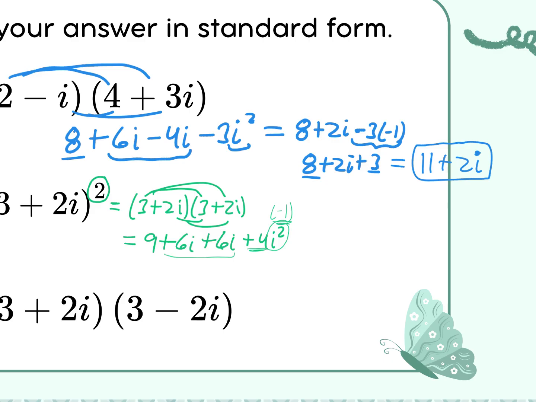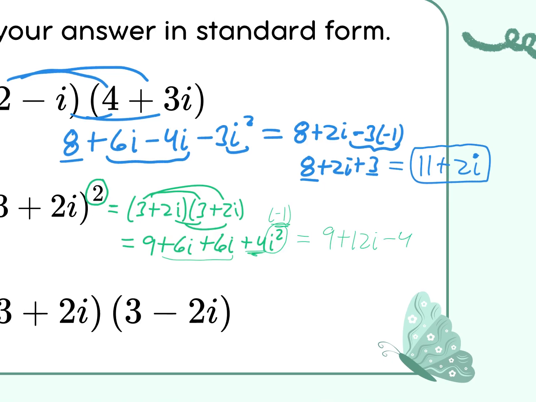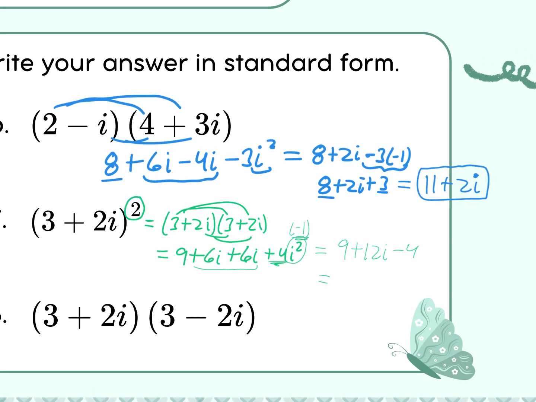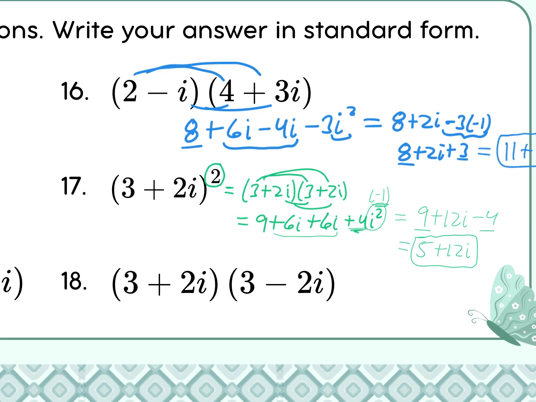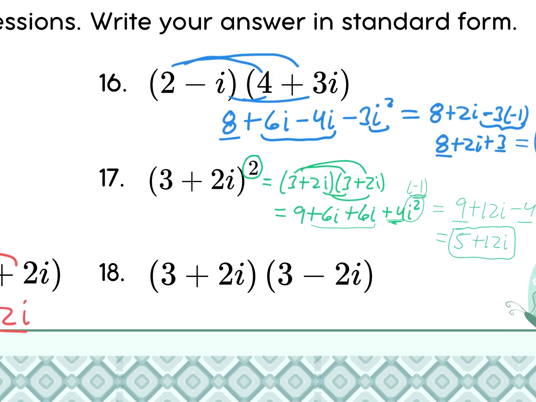All right, so combining like terms and taking that fact into account, this is going to get us a 9 plus 12i. And then 4 times -1 is a -4. And then here you can combine like terms. So this is going to get us 9 minus 4 is 5 plus 12i as our complex number in standard form. All right. And I can try the same thing with this very last one here.